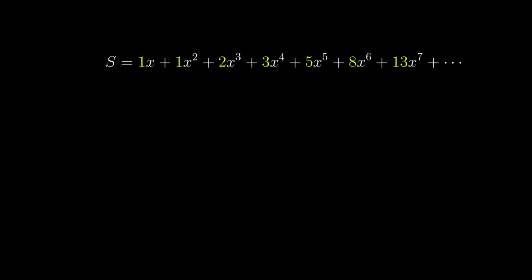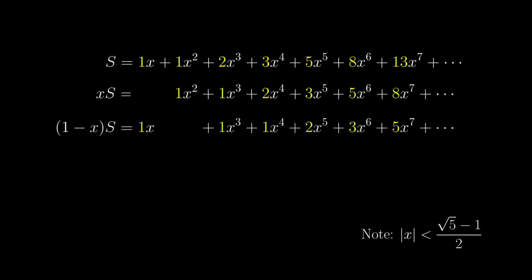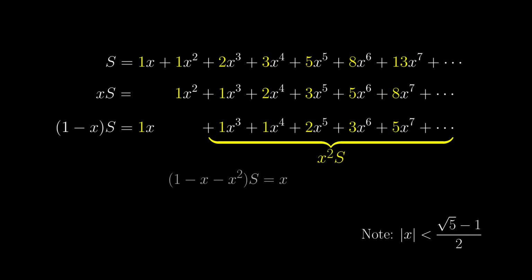First, we consider this series involving Fibonacci numbers. We have considered this series in the previous video, linked in the description. Note that the absolute value of x has to be sufficiently small. The exact range does not really matter here. Now multiply the series by x, and subtract the second equation from the first. The series after the x term is actually x squared times s, so by rearranging, we have this formula.